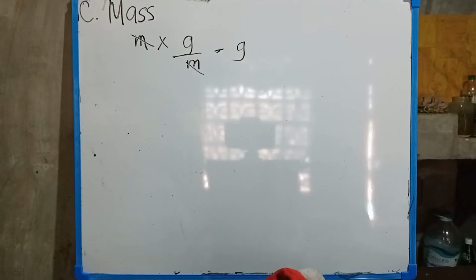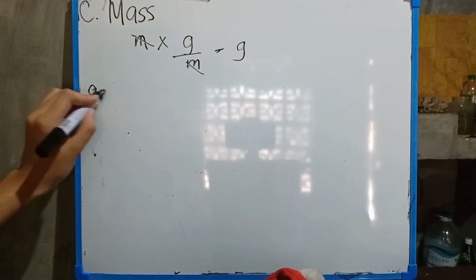For number 2 example of mass, a recommended daily dietary allowance for vitamin C for children aged 4 to 8 years old is 1.42 times 10 to the negative 4 mole. What is the mass of this allowance in grams? So we are going to get the mass from the mole of vitamin C. First we are going to get the molar mass before we solve for the mass.